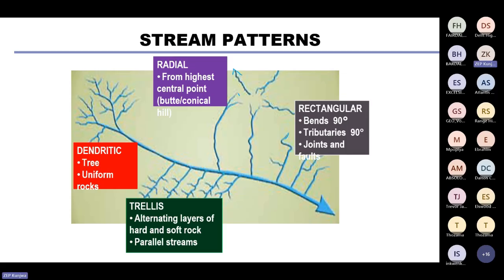Now, look at that river, it's bending. You can see it's bending at 90 degrees. Even there, that's 90 degrees there. So the river bends at 90 degrees. And then the tributaries.